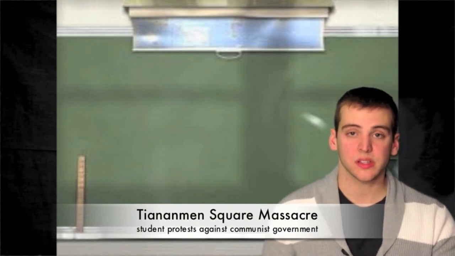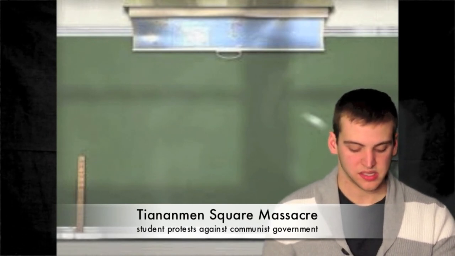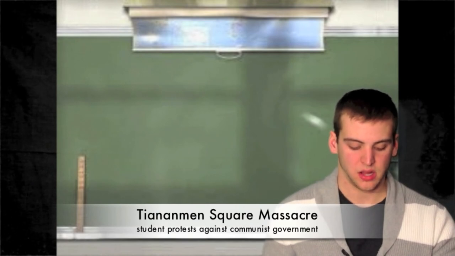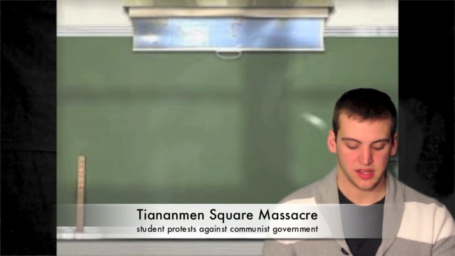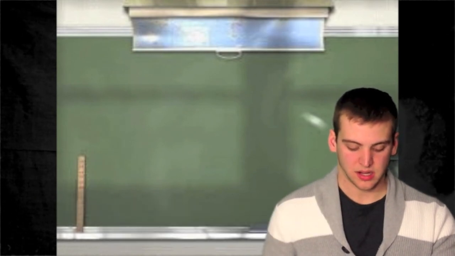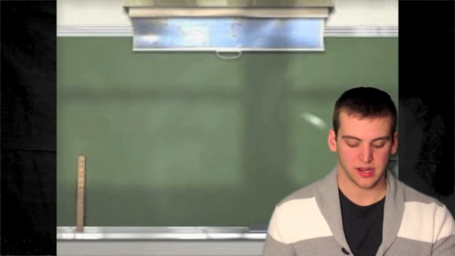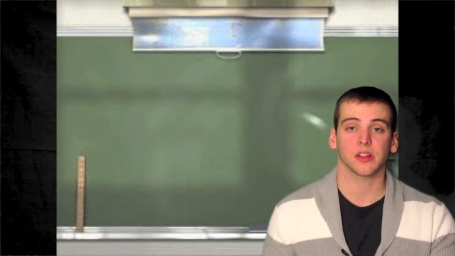Led mainly by students and intellectuals, the protests occurred that year after seeing the collapse of communist governments in Eastern Europe. They saw neighboring countries get a say in their government and wanted the same. Between 700 and 3,000 protesters were killed.